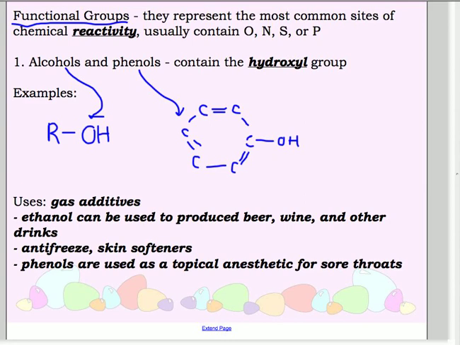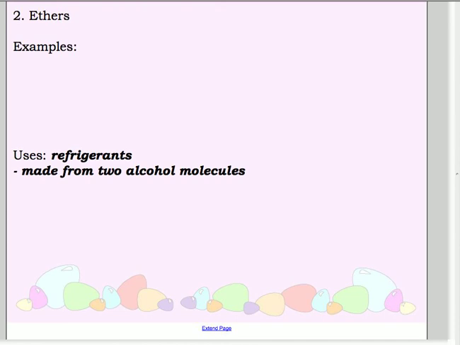And then phenols, which is this, if you ever have that Chloraseptic spray that you use when you're not feeling so hot, your throat hurts, this is the only ingredient. The phenol is attached to your throat, and it actually makes you not feel pain for a little bit, which is kind of nice. Second one is an ether.